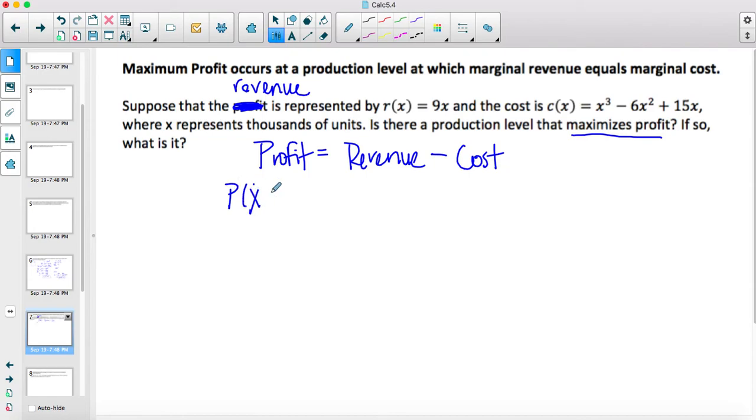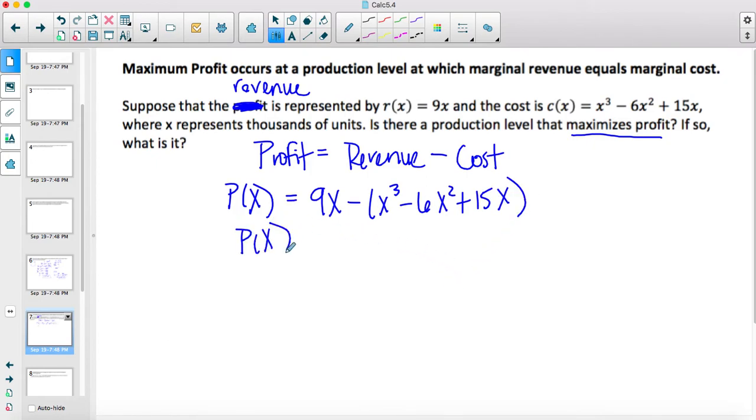So let's call this P of x, and that's going to equal 9x minus x cubed minus 6x squared plus 15x. Okay, and we can simplify that to negative x cubed plus 6x squared minus 6x. Check my math real quick and see how I did on that. So I got negative x squared. I'm checking my work here to see how I did. Yep, I think that looks okay.